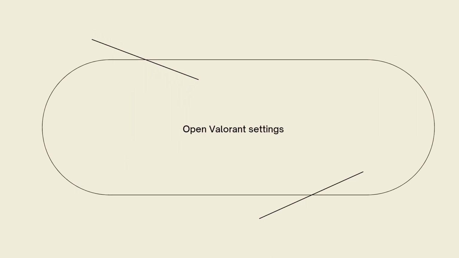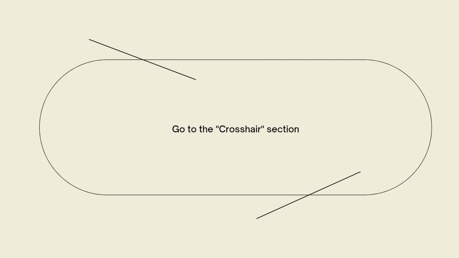Open Valorant settings. Launch Valorant and go to the settings menu. You can access this by clicking on the gear icon in the top right corner of the main menu. Now go to the crosshair section. In the settings menu, navigate to the crosshair tab. Here, you will find all the options to customize your crosshair.